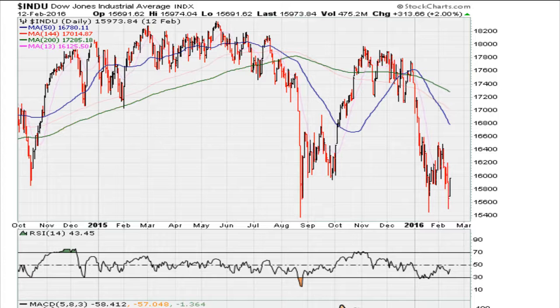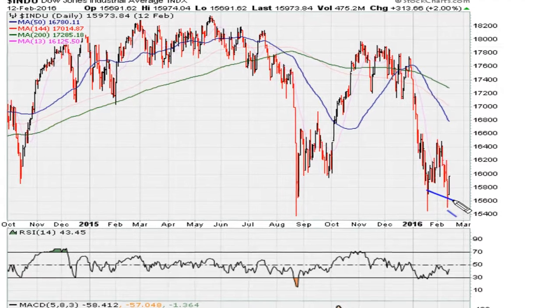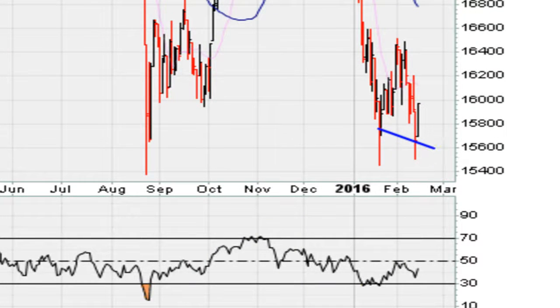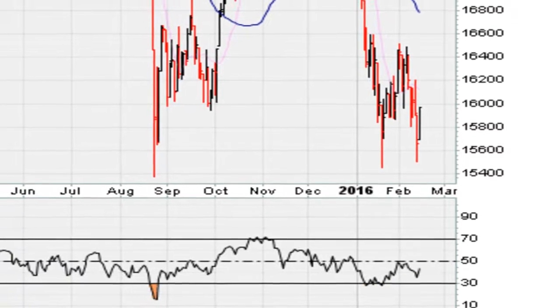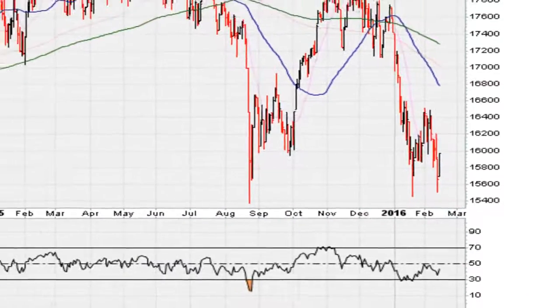The first thing we notice here is, of course, there was a nice negative divergence because we had a lower closing low and an improvement in the RSI. So that's one of the things that we observed at the time. But what I want to discuss in this video is extending your breakout lines.